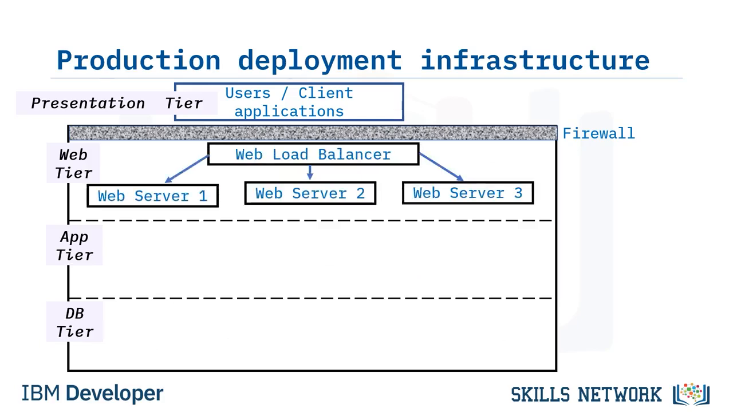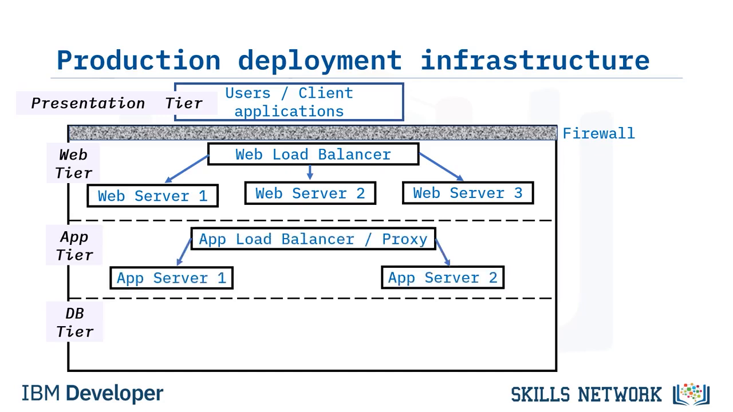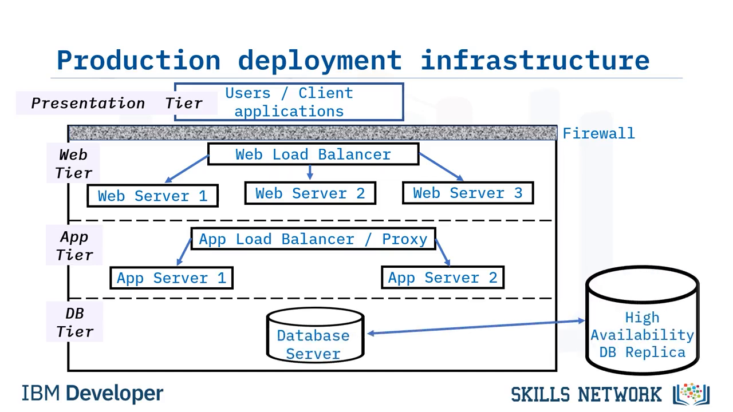Now, the next tier is the web tier, which has a web load balancer that distributes incoming traffic to several web servers. The tier below the web tier is the application server tier. This tier contains an app load balancer or a proxy server that routes traffic to different application servers. And the bottom tier is the data tier that contains the database server. A high availability replica of the database is often used to ensure reliability.